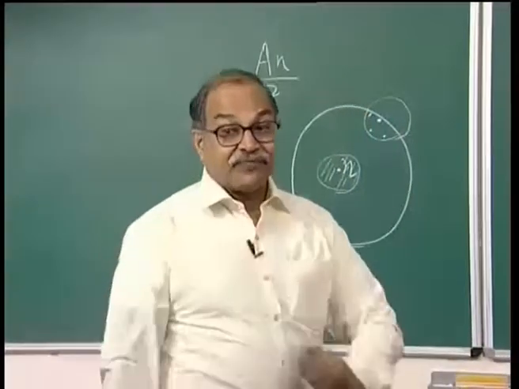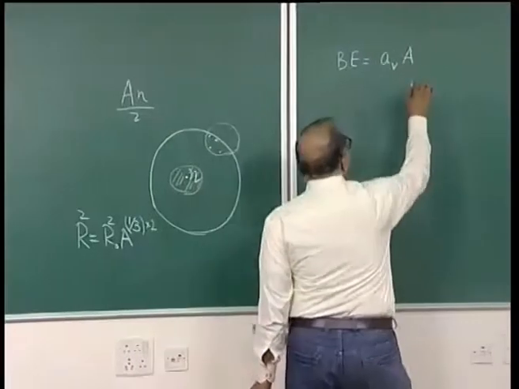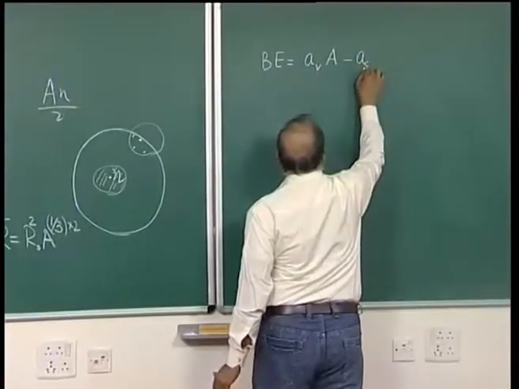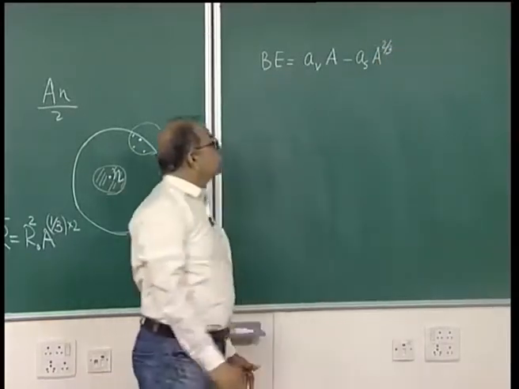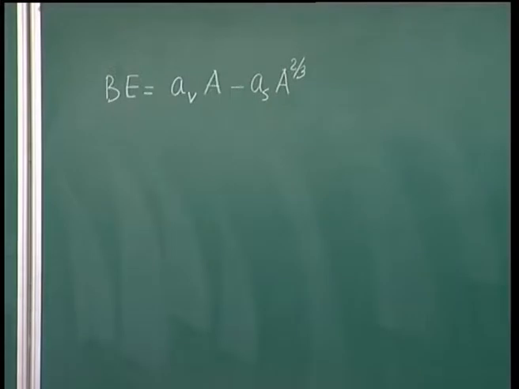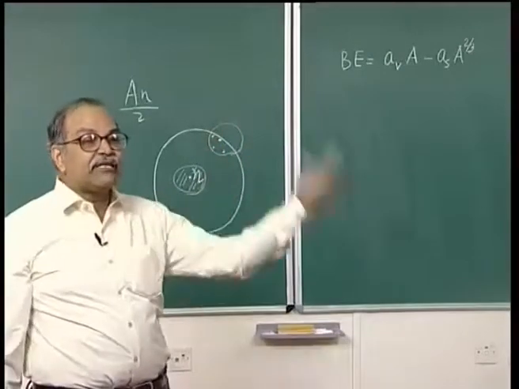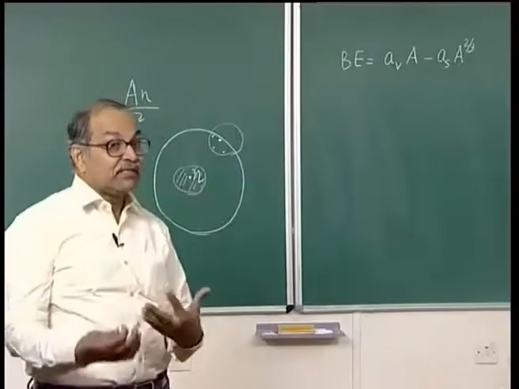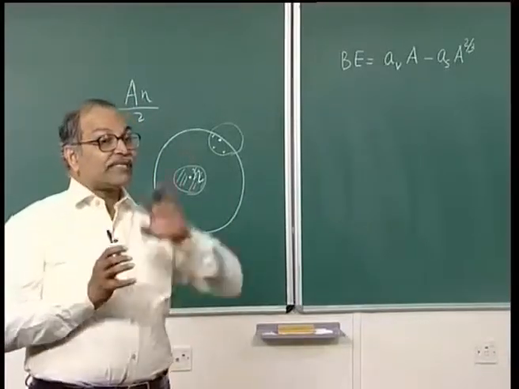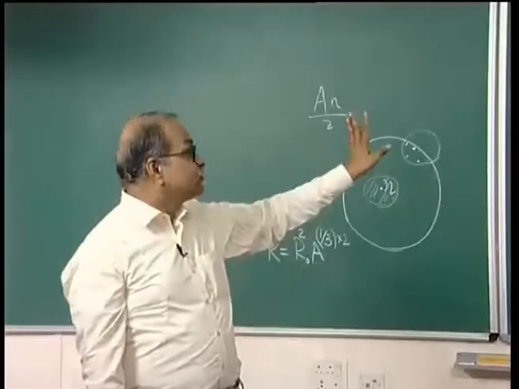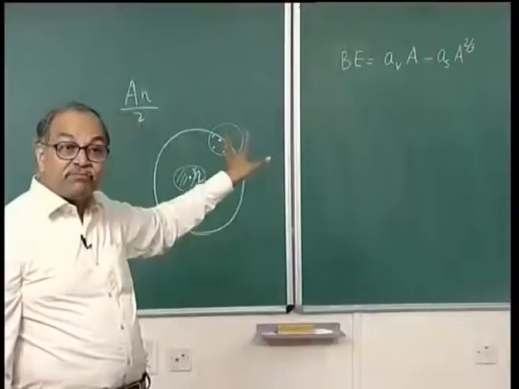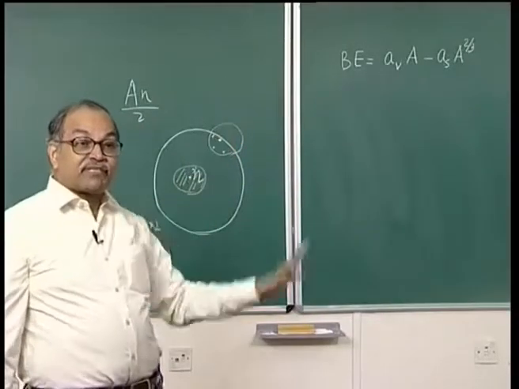So we write the second term, and that second term is minus A s capital A to the power 2 by 3. A s, S for surface. This is a constant, and it is referring to the surface contribution, or rather the overestimate that I had done earlier. I am compensating for this. So this is known as the surface term. So you have a volume term and you have a surface term.